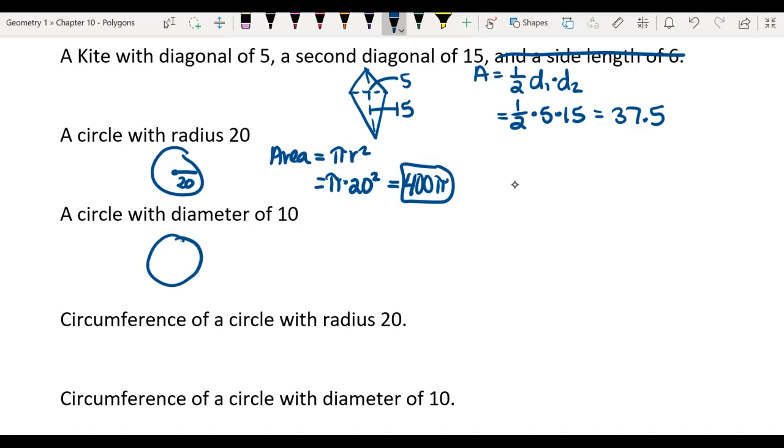So this one, you have a diameter of 10. So what's your radius going to be? 5. So then your area is pi times 5 squared. So 25 pi would be your answer.